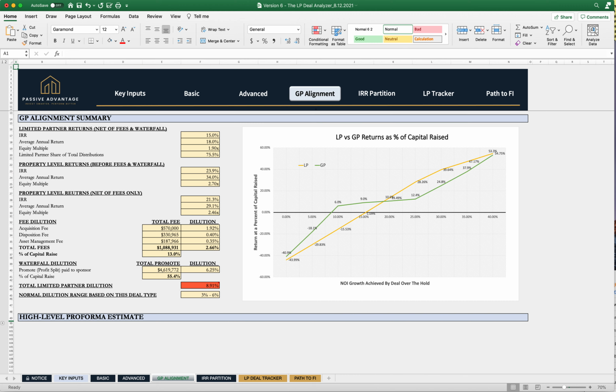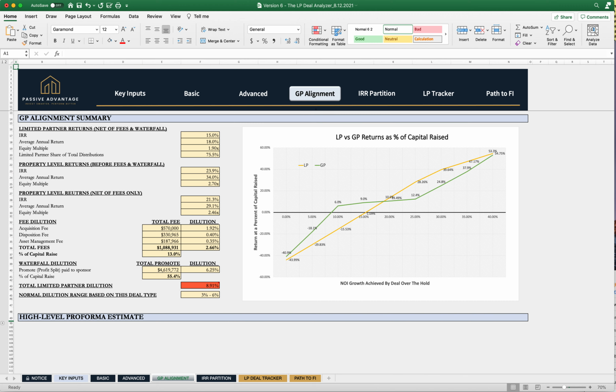There are no hard and fast rules at where this crossover point should be, and that will vary on a deal-to-deal basis. However, in general, the crossover point further to the left is more favorable to the limited partner, whereas a crossover point further to the right of this graph is more favorable to the general partners.